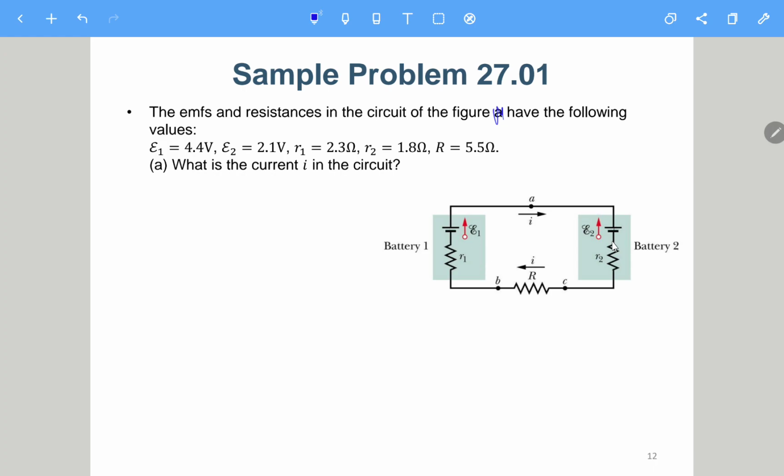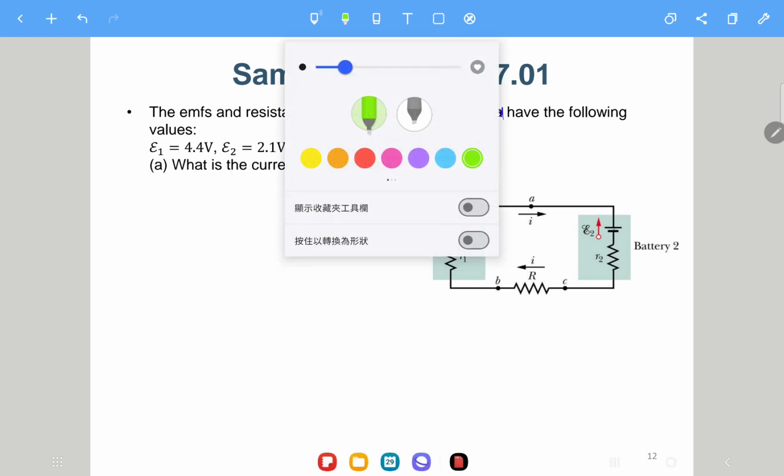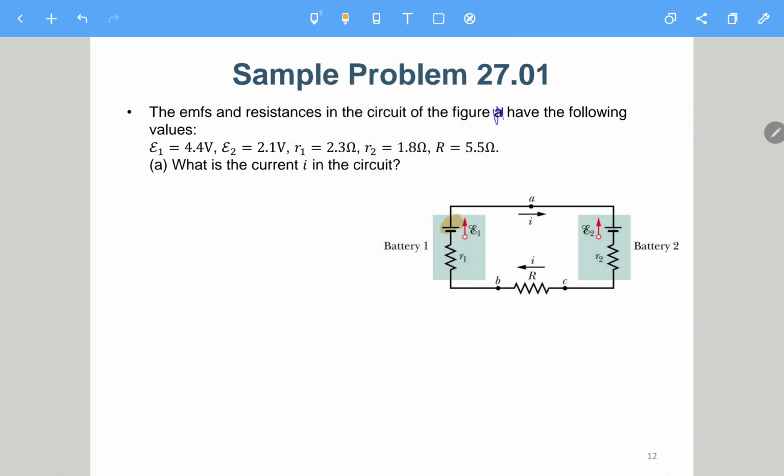Okay, so this is really easy. The only point we need to concern is we have two batteries connected in opposite direction. Here you can see this is E1. This E1 is like clockwise, but this E2 is counterclockwise. So they will cancel some of the voltage.